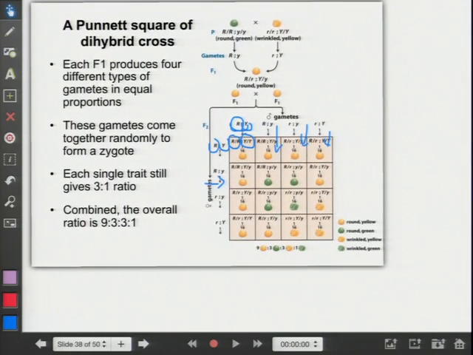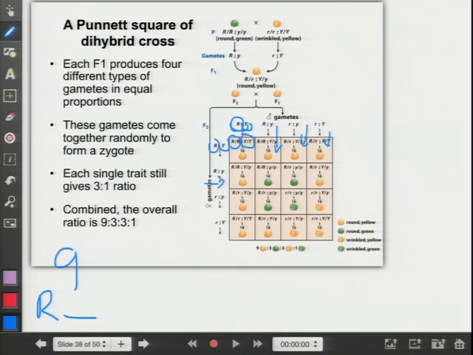So everybody count just so it makes sense to you. All right, so 9. So there's 9 that we know have at least 1 big R, right? To look dominant, you have to have at least 1 big R to look round, and at least 1 big Y to be yellow. So the phenotype is round and yellow, and there's 9 of them. 9 out of how many is in this square? Yeah, 9 out of 16. And we'll just keep that in mind.